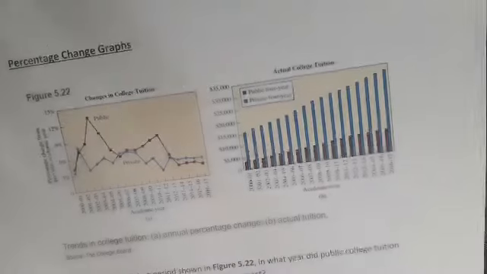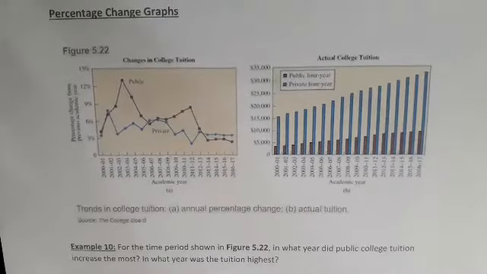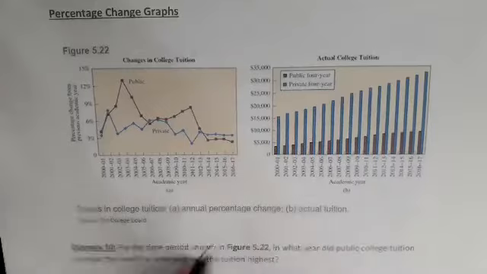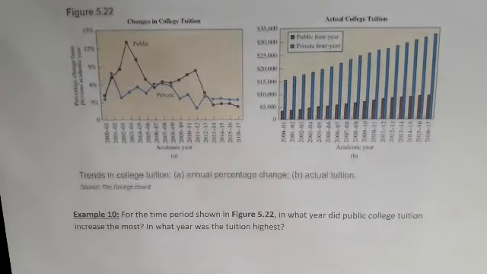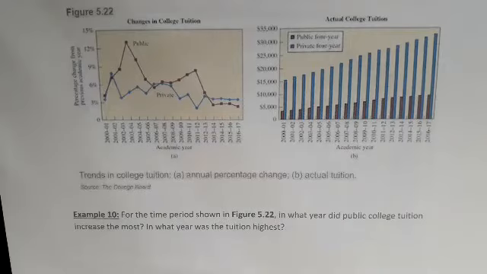And we have just, I think, 2 more. Yeah, we got percentage change graphs, and then we got pictographs to talk about. Okay, so we have these 2 graphs. This one is changes in college tuition. They're comparing public to private with the 2 different colors. And here's the actual cost of tuition, and they're comparing public to private with the 2 different colors.